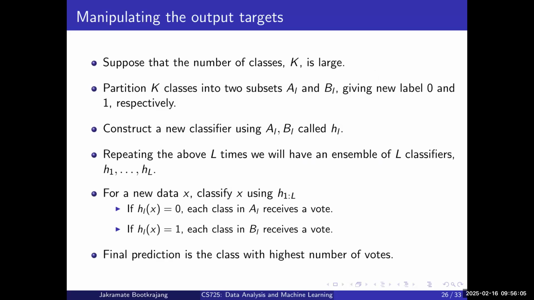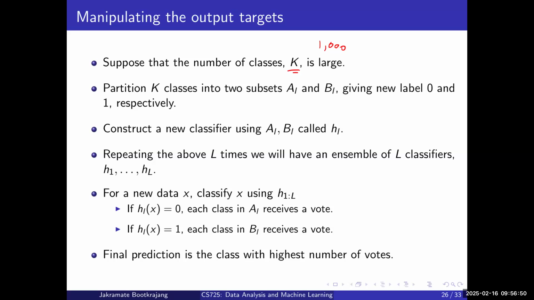And then the last one would be manipulating the output target. This one is more convenient when you have to classify multiple classes. For example, you have K classes, which is very large. Let's say you want to classify 1,000 types of flowers, per se. And this 1,000 is going to be very tough to have a classifier for that many types of examples.